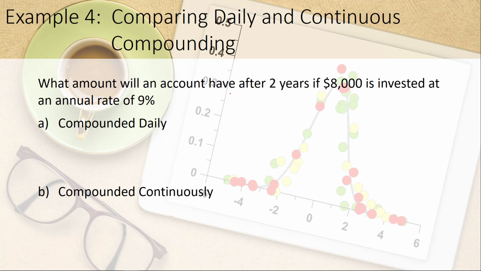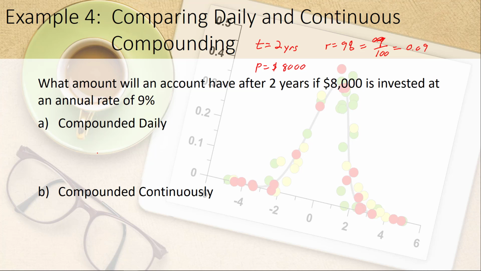So here we have an account that is going to last for 2 years, so T is equal to 2. We're investing $8,000 into it, so P is equal to $8,000. And then our interest rate is 9%, which is equal to 9 divided by 100, which of course is equal to 0.09 as a decimal.